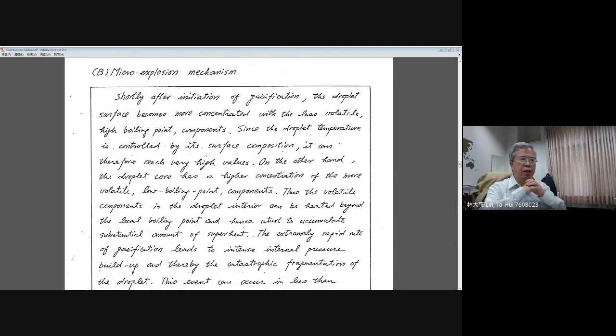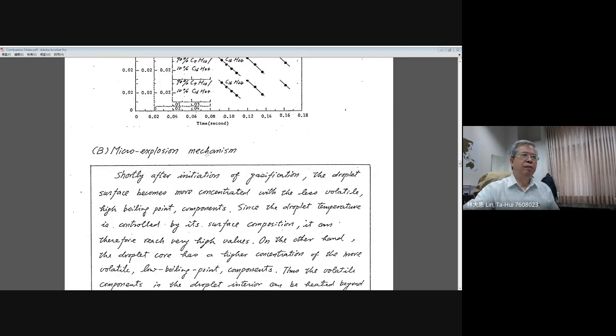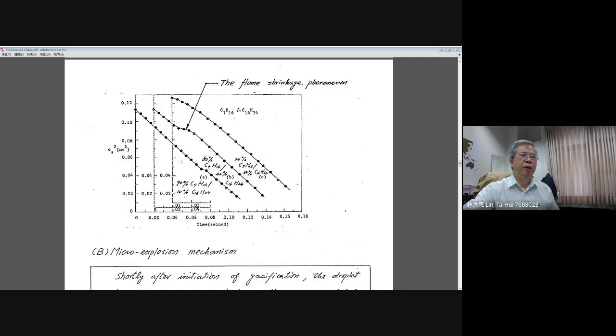Let's look at the structures. There is a detailed description in our slides, but I try to give you some explanation on that. Try to think about now you have a two-component liquid fuel, and these two components have a very big difference in their boiling points. Even higher than the previous case, C7 and C16.